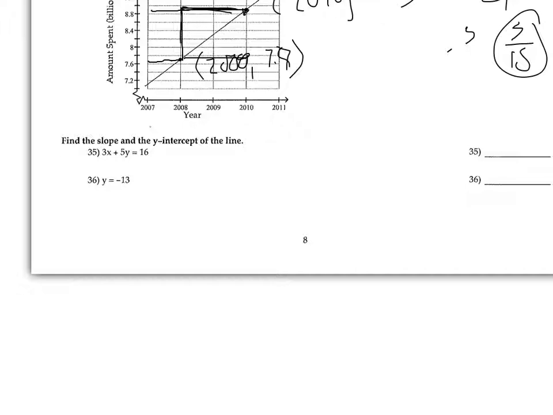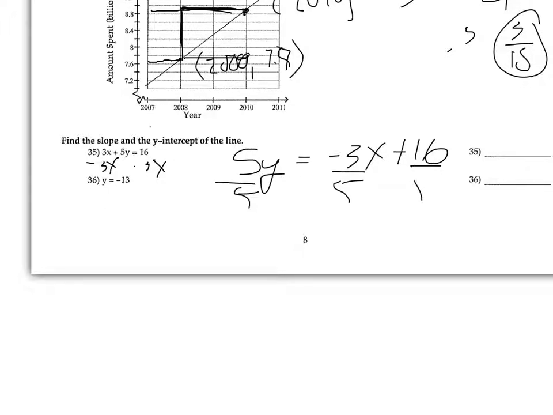So these last two, we want to find the slope and the y-intercept. So looking at this first line, if we want to find the slope and the y-intercept, we want to solve this for y and put this in the slope-intercept form. So if we subtract 3x from both sides, we get 5y equals negative 3x plus 16. Divide everything by 5, so we get y equals negative 3/5 x plus 16/5.